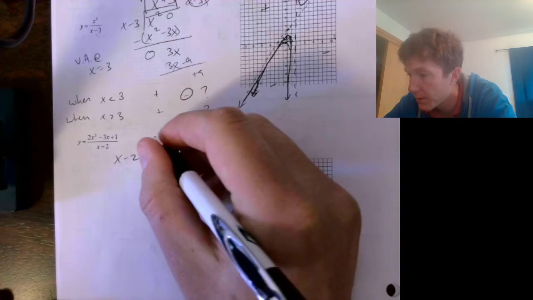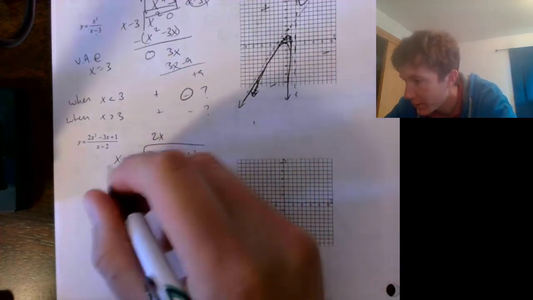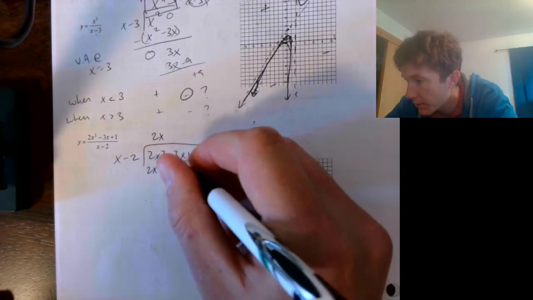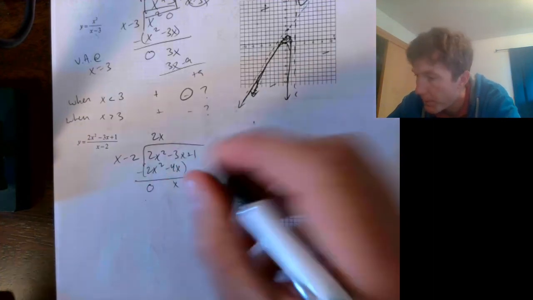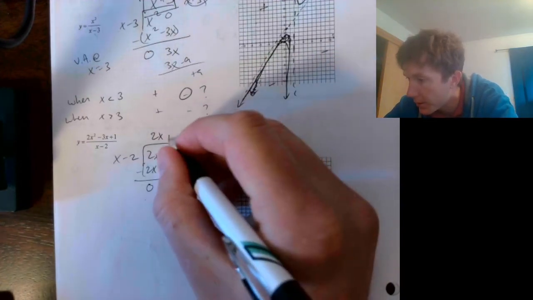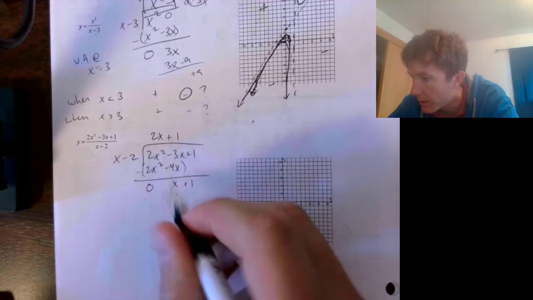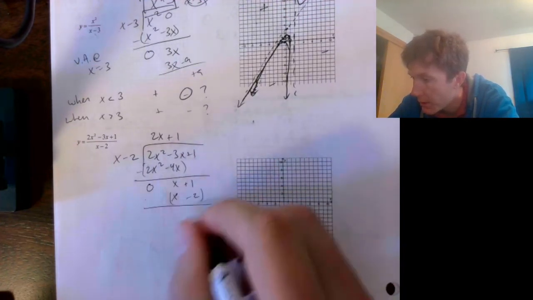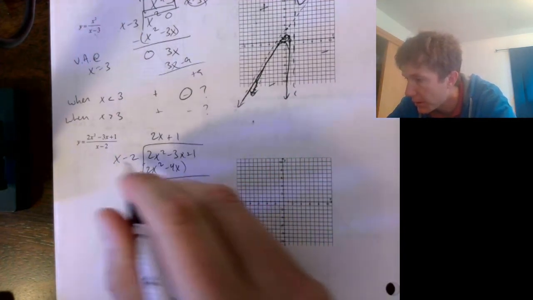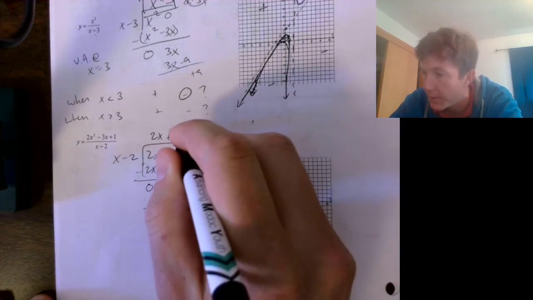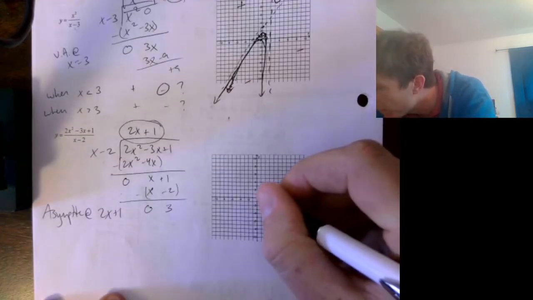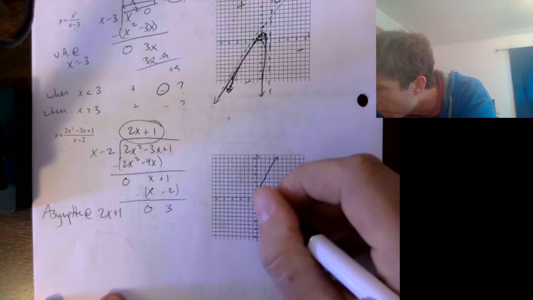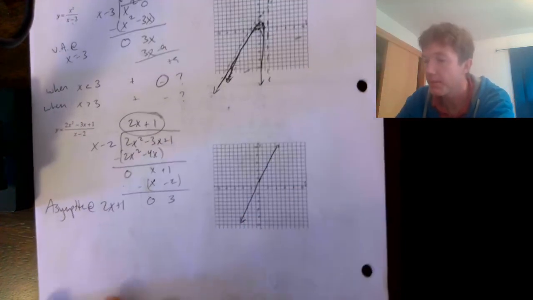So x goes into 2x squared 2x times. Multiply it, 2x squared minus 4x, and subtract those. This will be 0, and minus 3x minus minus 4x is x. Bring down the 1. x goes into x one time. Multiply by x minus 2 and subtract: 1 minus negative 2 is 3. x is not going into 3, so I'm not worried about that. So your slant asymptote will be at 2x plus 1. So go ahead and graph that. Okay, so that's our asymptote.